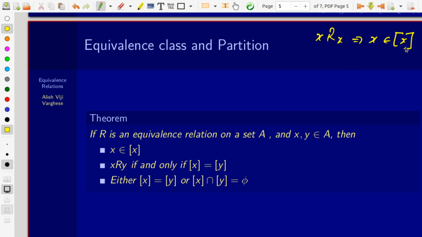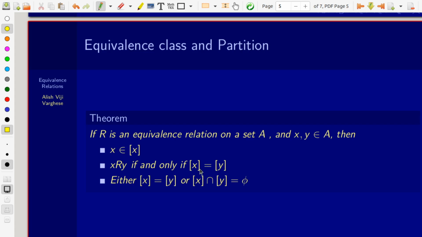By the definition of the equivalence class of x, the equivalence class of x is the collection of all elements in capital A which are related to x. So by the definition of equivalence class and equivalence relation, x belongs to the equivalence class of x. Now the second result says that x is related to y if and only if the equivalence class of x is equal to the equivalence class of y.